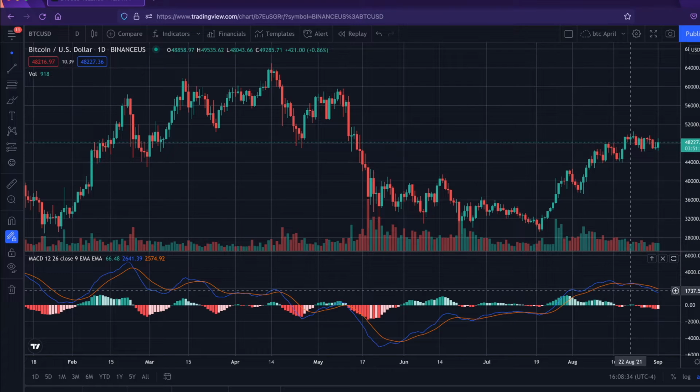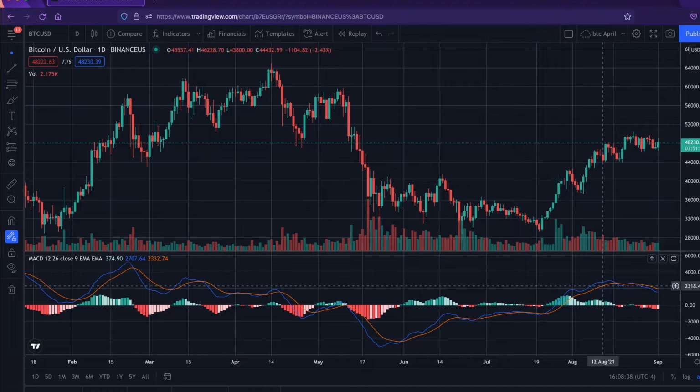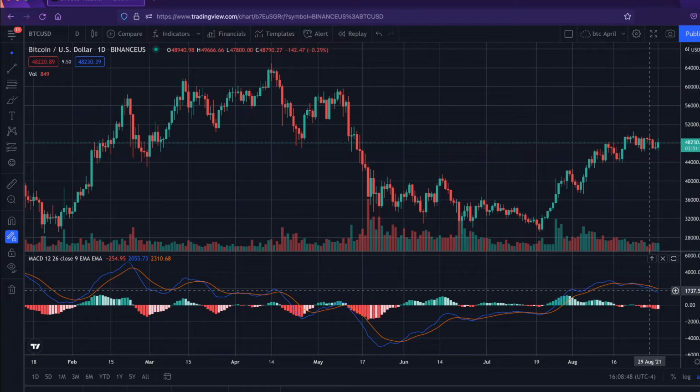So as we can see, we've got our signal line, which is this red line, and then we've got our MACD, which is the blue line. Now as we can see, the MACD has crossed below the signal line. That means we're in a downtrend, or this technical indicator indicates that we could be moving in a downtrend.